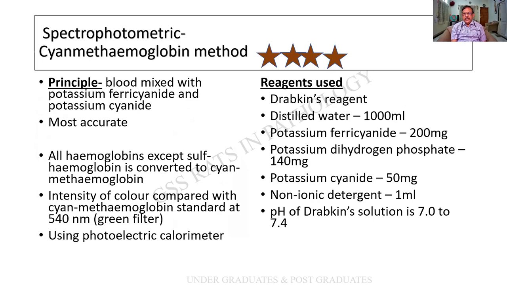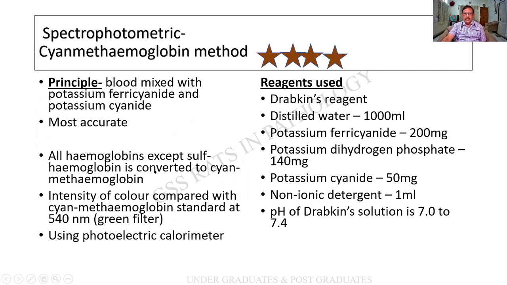The stars here indicate that these are must-know and must-answer questions. Whenever students are asked which is the most accurate method for hemoglobin estimation, they mumble something. But the cyanmethaemoglobin method is one of the most reliable methods, still not the most accurate method. Blood is mixed with potassium ferricyanide and potassium cyanide. It is one of the most accurate for laboratory tests.